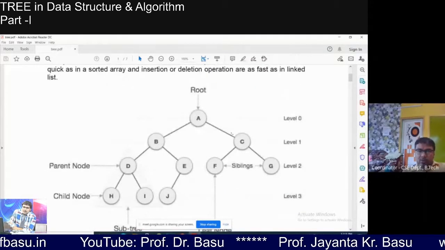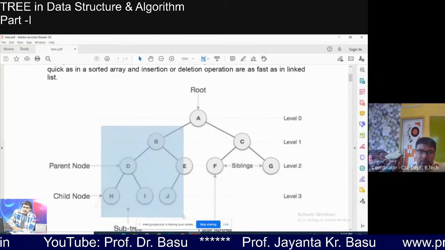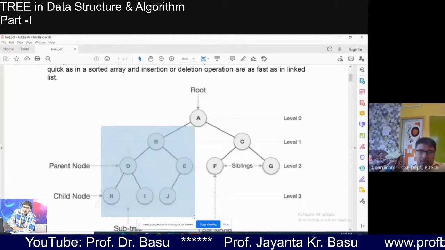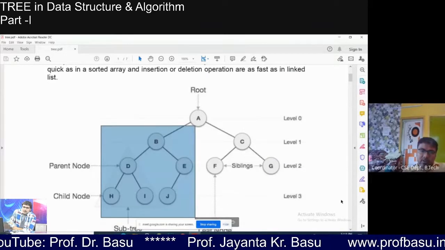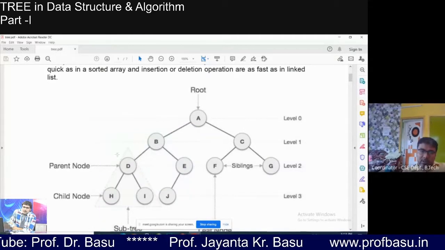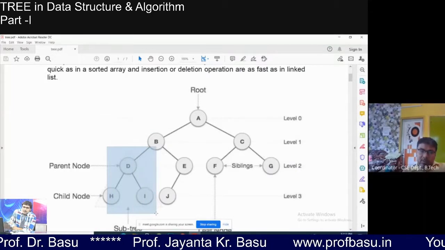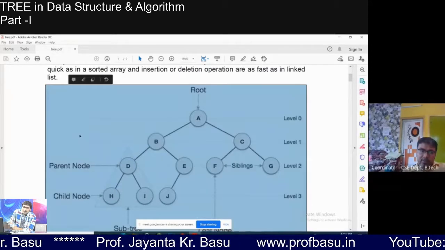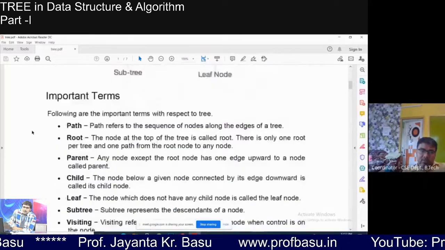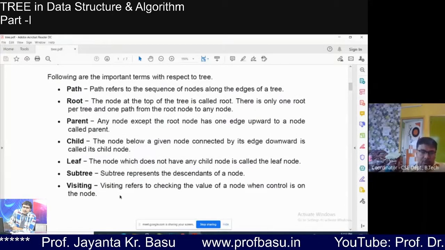Subtree. If I consider this total as a tree, I can consider this particular portion as another tree, so it may be called a subtree. Again, I can consider this part as a tree, but it is a subtree of this. Like in a subset. So a subtree is this. A subtree represents the descendants of a node.